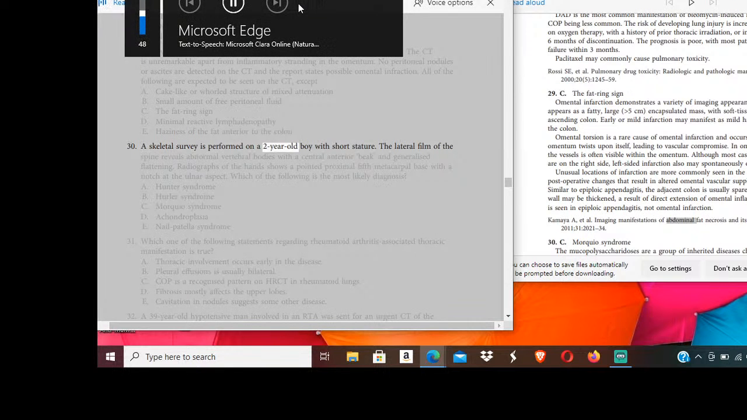Skeletal survey is performed on a 2-year-old boy with short stature. The lateral film of the spine reveals abnormal vertebral bodies with a central anterior beak and generalized flattening. Radiographs of the hands show a pointed proximal fifth metacarpal base with a notch at the ulnar aspect. Which of the following is the most likely diagnosis? A. Hunter syndrome, B. Hurler syndrome, C. Morquio syndrome, D. Achondroplasia, E.